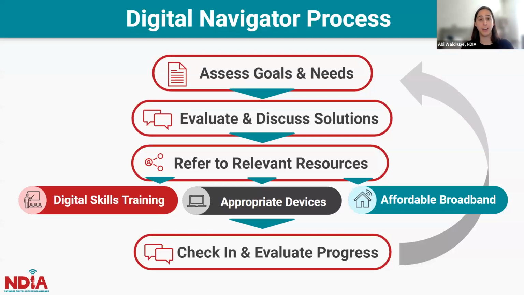So then the digital navigator will refer that client to some resources, and we'll talk a little bit about what that looks like in a moment. Lo's going to share some specifics of that. But what's really important is that the resources meet all the needs that have emerged. So that's going to include digital skills, appropriate devices, and affordable broadband. So any of those that are still needed for that client will be given to them at that point, resources that they can use to meet those needs.